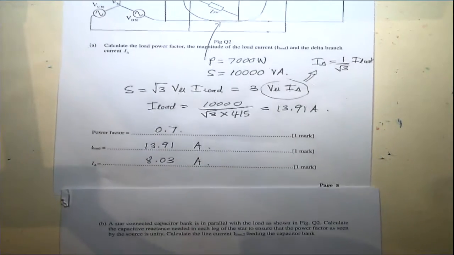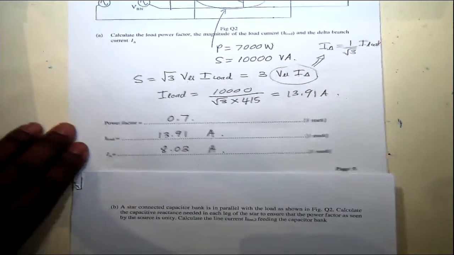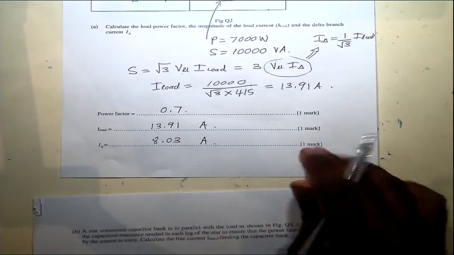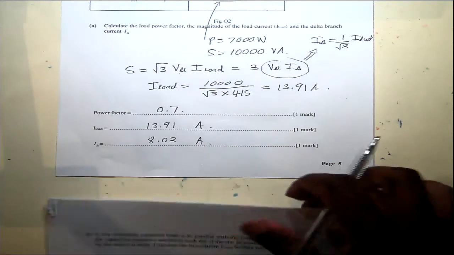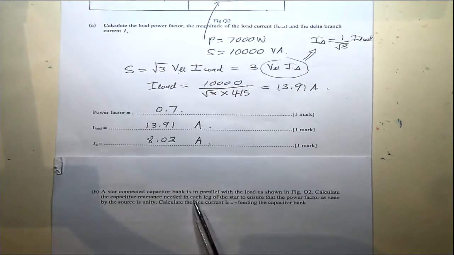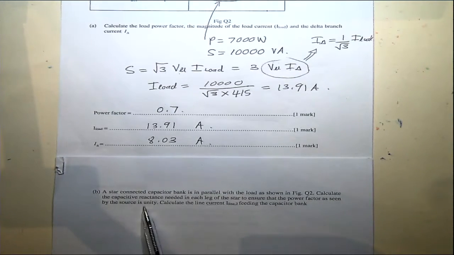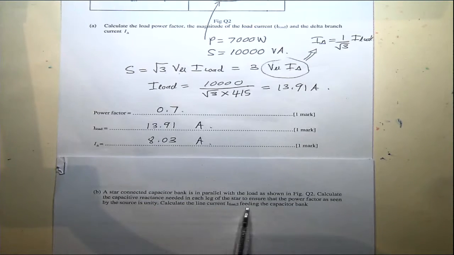So moving on to part B. It says a star connected capacitor bank is in parallel with the load shown in Q2. Calculate the capacitive reactance needed in each leg of the star to ensure the power factor as seen by the source is unity. Calculate I line 2 feeding the capacitor bank.